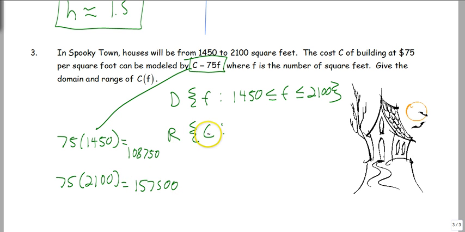So my range, the cost values, can range from 108,750 all the way up to 157,500. And again, the input is feet, or square feet in this case, which is your domain, and the output is the range, which is the cost.